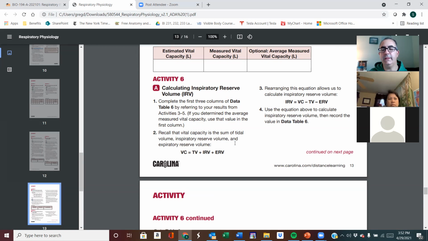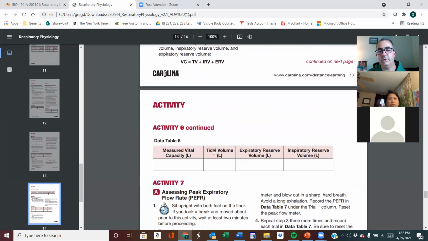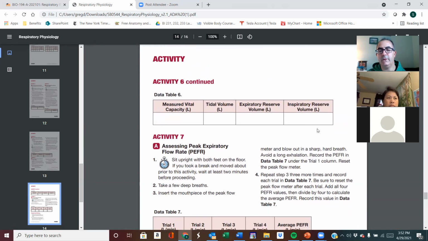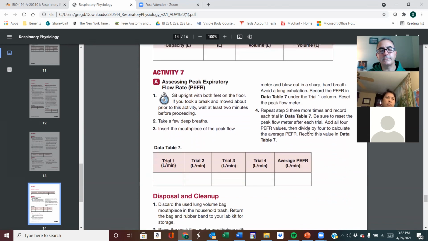So they calculate the IRV. And you have these other numbers. You have vital capacity, tidal volume, and ERV. So you can calculate your IRV, right? And that's what you can put in these different tables, right? You can calculate your IRV and put that in there.